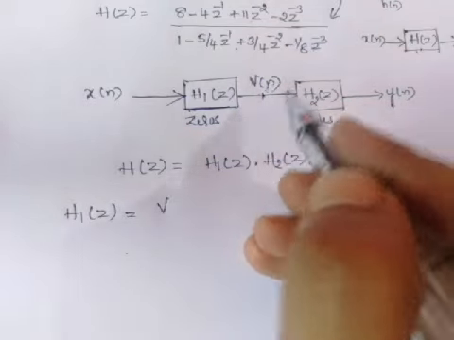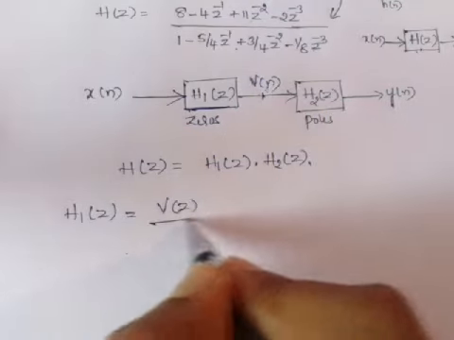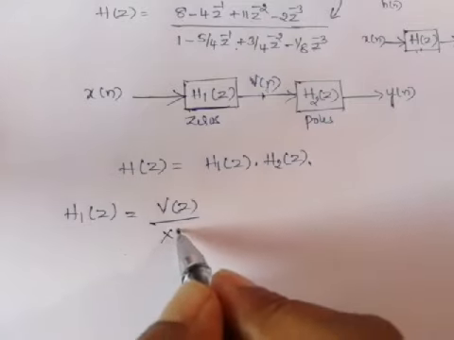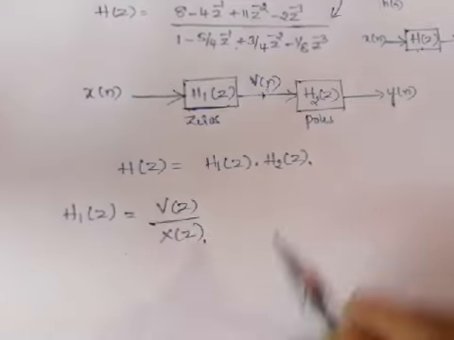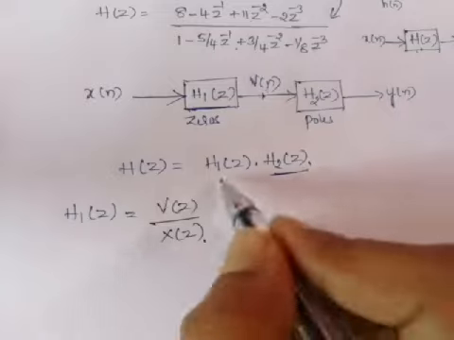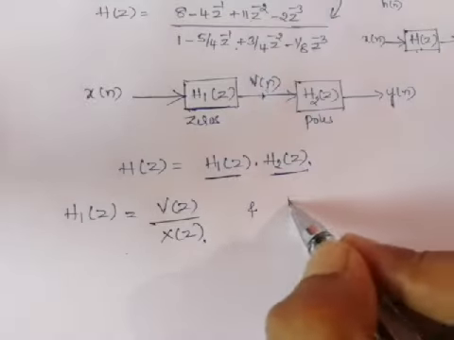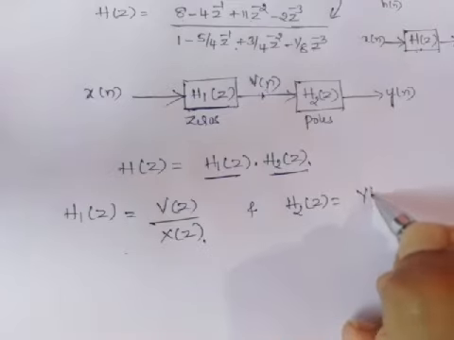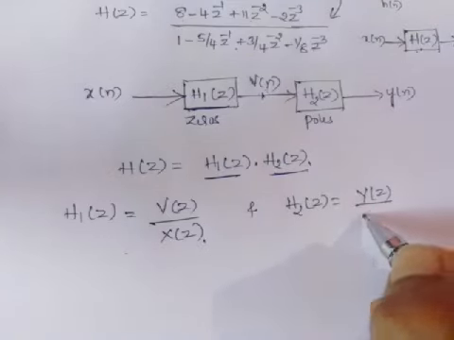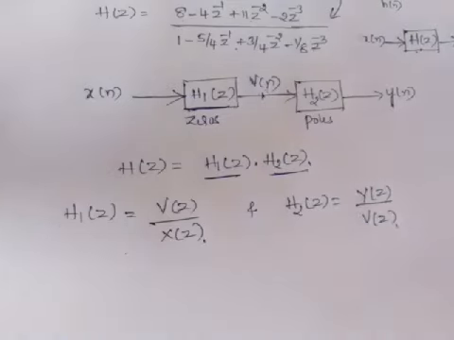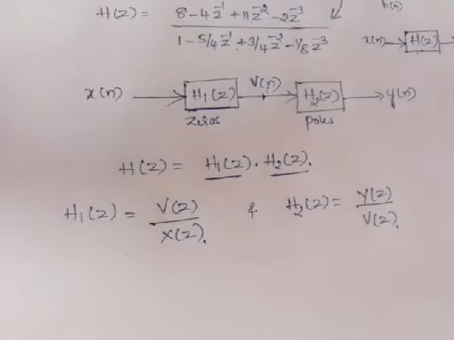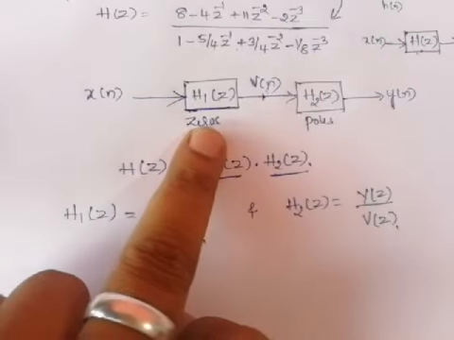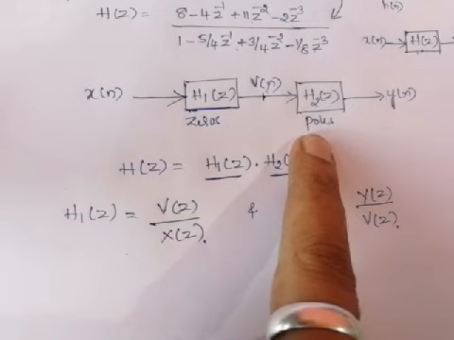It is the z transform of v of n, that is V of z by X of z. And what about H2 of z? Now this one we expressed H2 of z equal to what? What is the output here? Y of z divided by V of z. Fine. As I told, H1 of z indicates the zero system and H2 of z indicates the pole system.